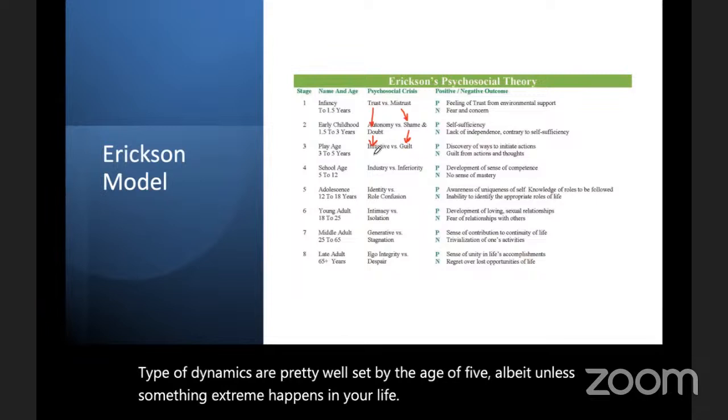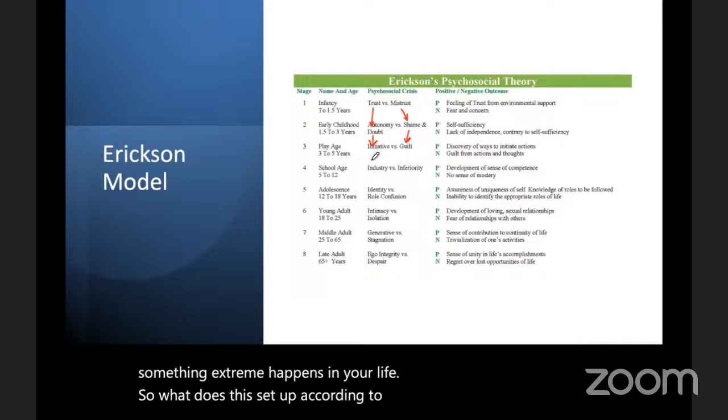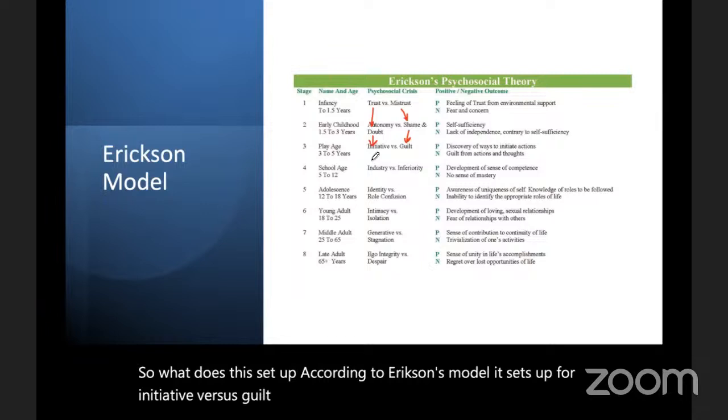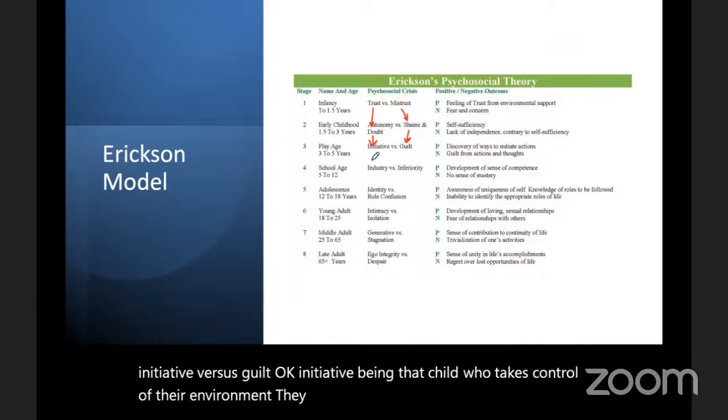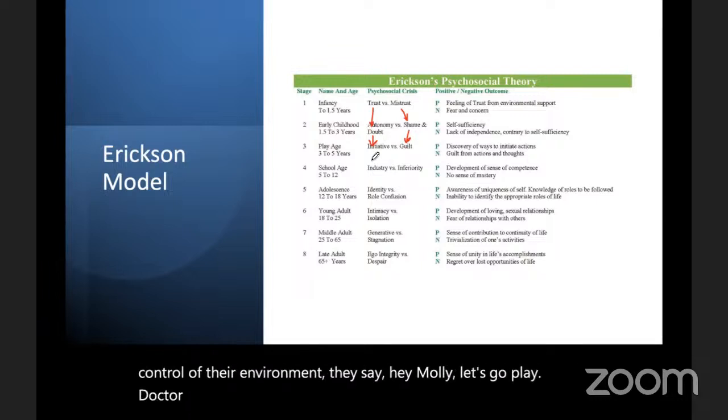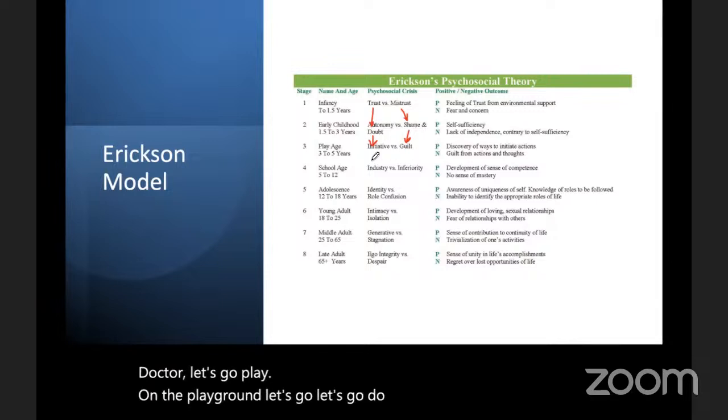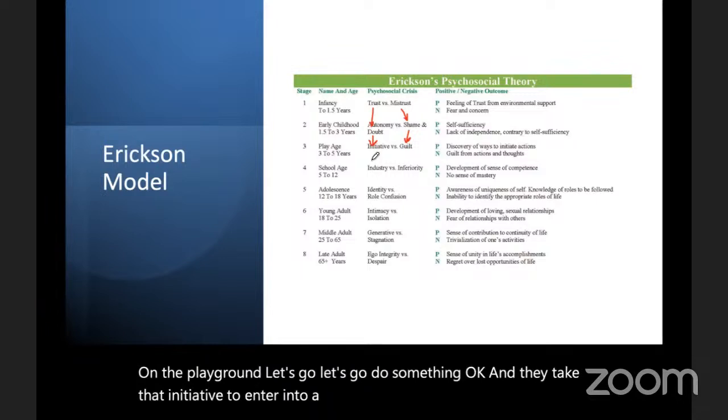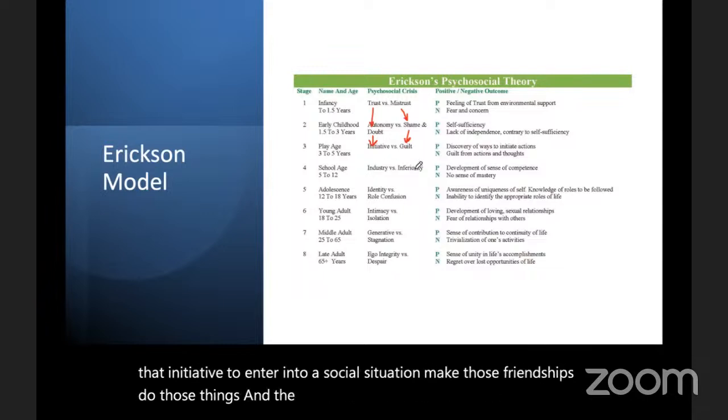So what does this set up according to Erikson's model? It sets up initiative versus guilt. Okay. Initiative being that child who takes control of their environment. They say, "Hey, Molly, let's go play doctor. Let's go play on the playground. Let's go do something." Okay. And they take that initiative to enter into a social situation, make those friendships, do those things and the like, okay? Versus guilt.